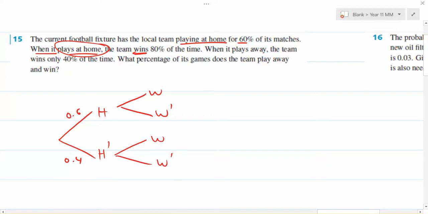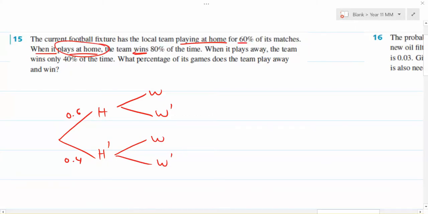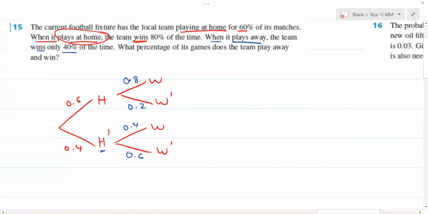True? What they've just told me is that if I do play at home, the chances of me winning is 80%. So that means it's 0.8. So that means the chances of me losing is 20%. It's 0.2. Then they tell me the next line that says when it plays away. So that means I don't play at home. When I don't play at home, then the team only wins 40% of the time. So I only win 0.4 of the time, and this has to be 60% of the time I lose. Okay, so I've got my tree diagram here.